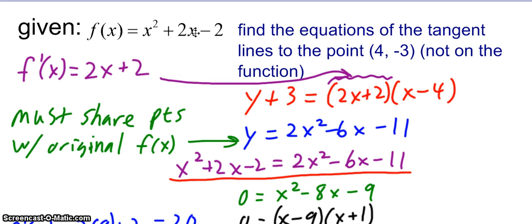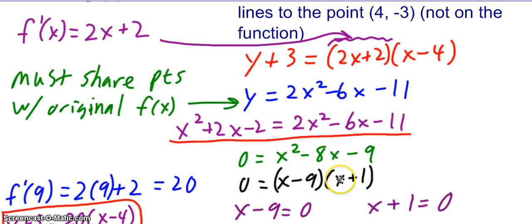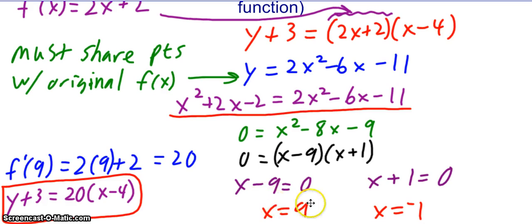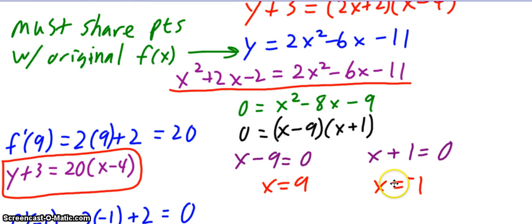So I have a system of equations. Since this equals y and this equals y, I can substitute the function in for y, because they have to intersect at the point of tangency. So that's my relationship: they have the same slope, and they have to intersect at the point of tangency. So that's the substitution. Now I bring everything over to one side. Now I find the zeros, and I get x equals 9 and x equals -1.